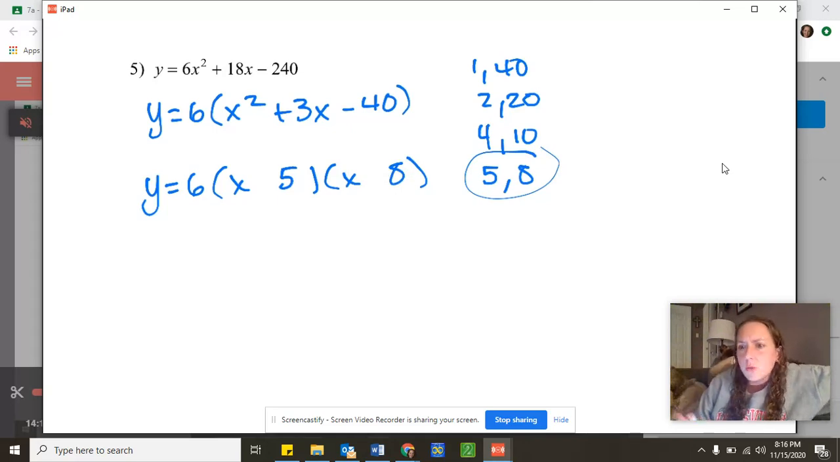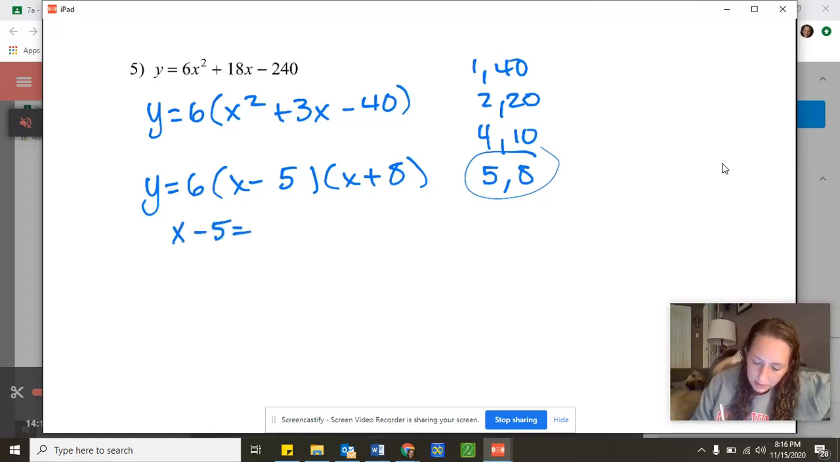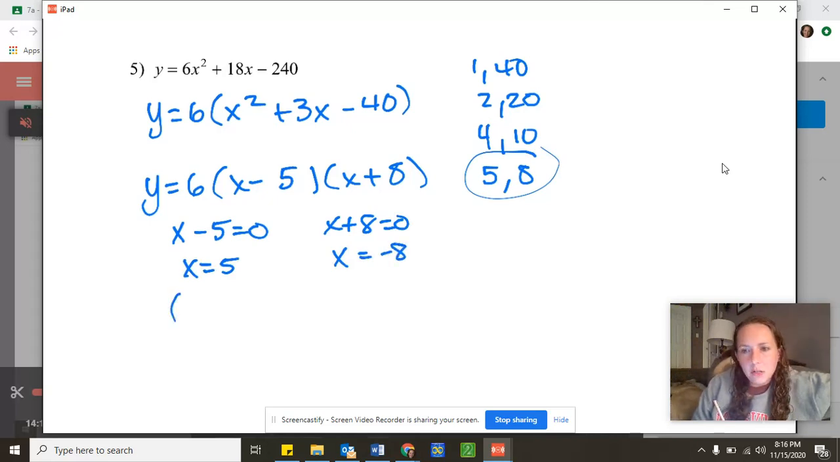So, question is, which one's positive and which one's negative? Well, I want to get positive 3. So that means that I want the bigger number to be positive and the smaller one to be negative, so that when I add them together, I get positive 3. So as far as my x-intercepts, x minus 5 equals 0, and x plus 8 equals 0, which just gives me 5 and negative 8. So remember, my intercepts are points. They're the point 5, 0, and negative 8, 0.